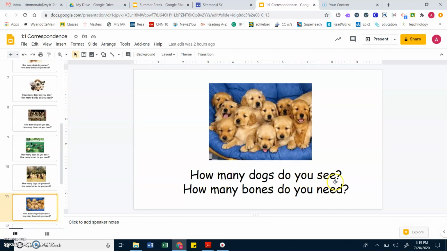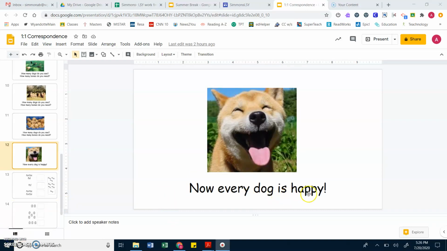How many dogs do you see? How many bones do you need? Let's count these cute little puppies. 1, 2, 3, 4, 5, 6, 7, 8, 9, 10. I see 10 puppies. So how many bones will we need? If each dog gets 1 bone, 1, 2, 3, 4, 5, 6, 7, 8, 9, 10. We will need 10 bones. Now every dog is happy.